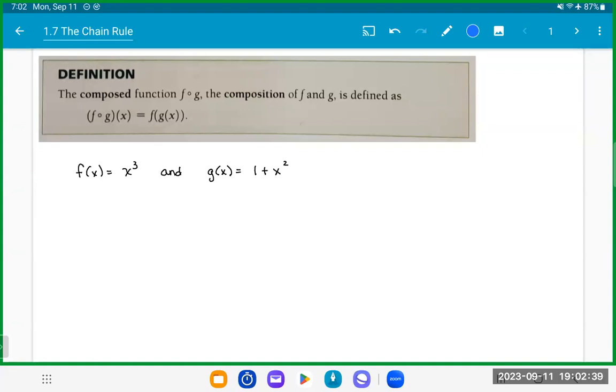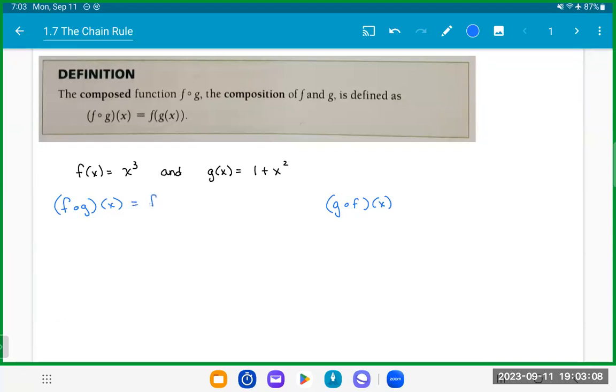So let's look at this example I've given us here. If f of x is x cubed and g of x is 1 plus x squared, then what is the composition f of g of x? And we'll do the other way as well. What is g of f of x? So that we can see how this is impacted. First, let's do the one on the left, f of g of x.